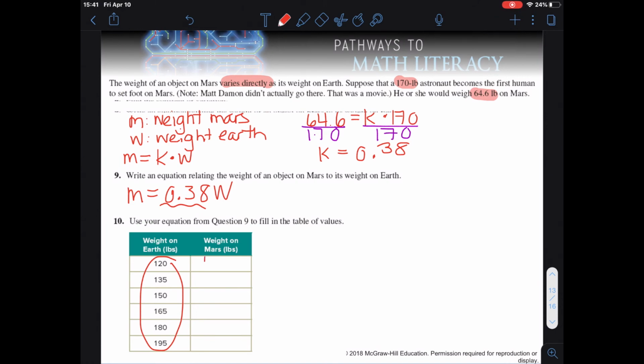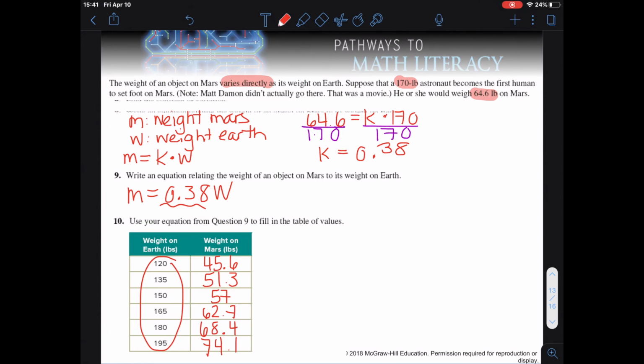So when you do that, a 125-pound person would weigh 45.6 pounds on Mars. A 135-pound person would weigh 51.3. A 150-pound person would weigh 57. If you weigh 160 pounds, you would weigh 62.7. On Mars, 180 pounds would end up being 68.4. And then finally, if you weigh 195 pounds, you would weigh 74.1 pounds on Mars.